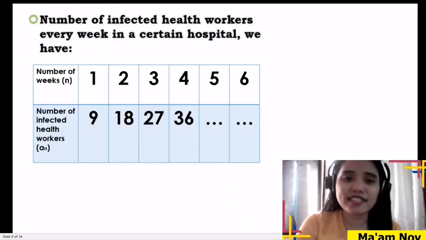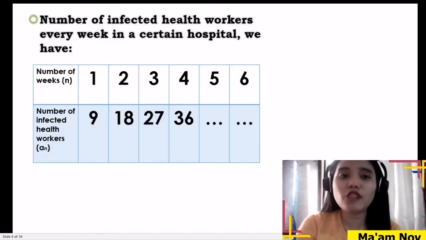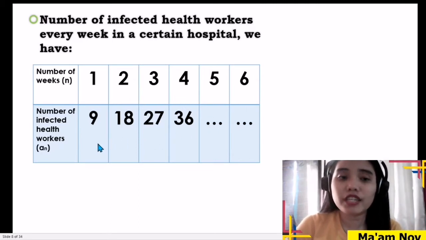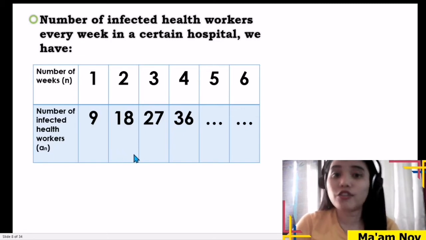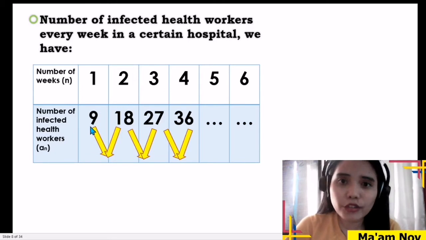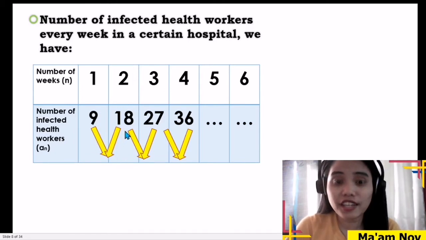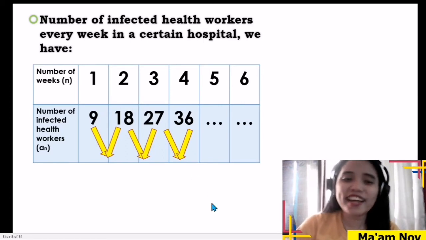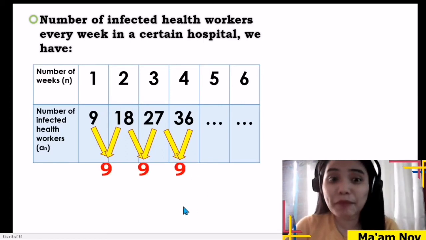Now, let's try this. Number of infected health workers every week in a certain hospital. We have number of weeks, 1, 2, 3, 4, 5, 6, and number of infected health workers, 9, 18, 27, 36, and so on. So, can you see the pattern here? Sa first week, 9. Sa second week, naging 18, naging 27, naging 36, and so on. That's right. 9 ang pattern.